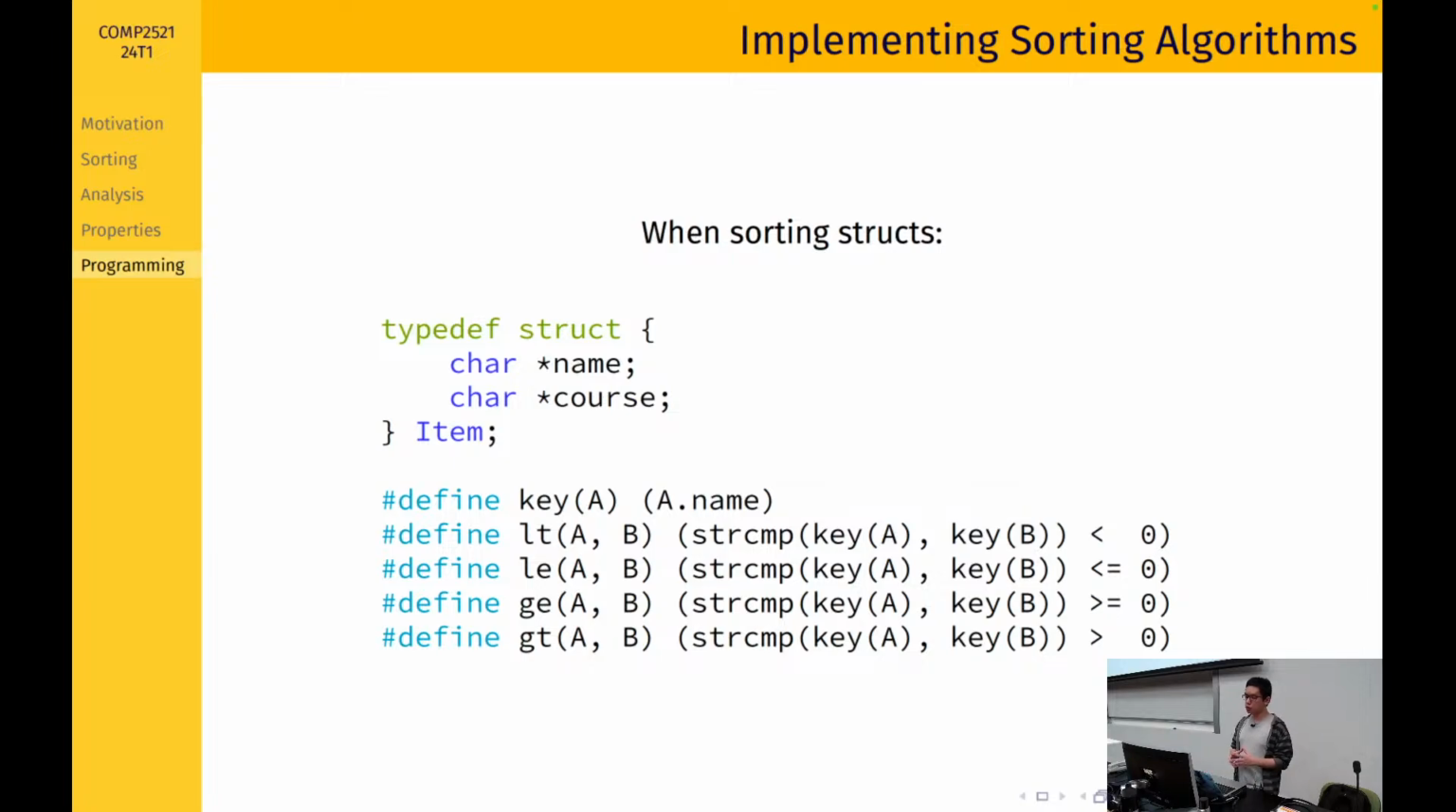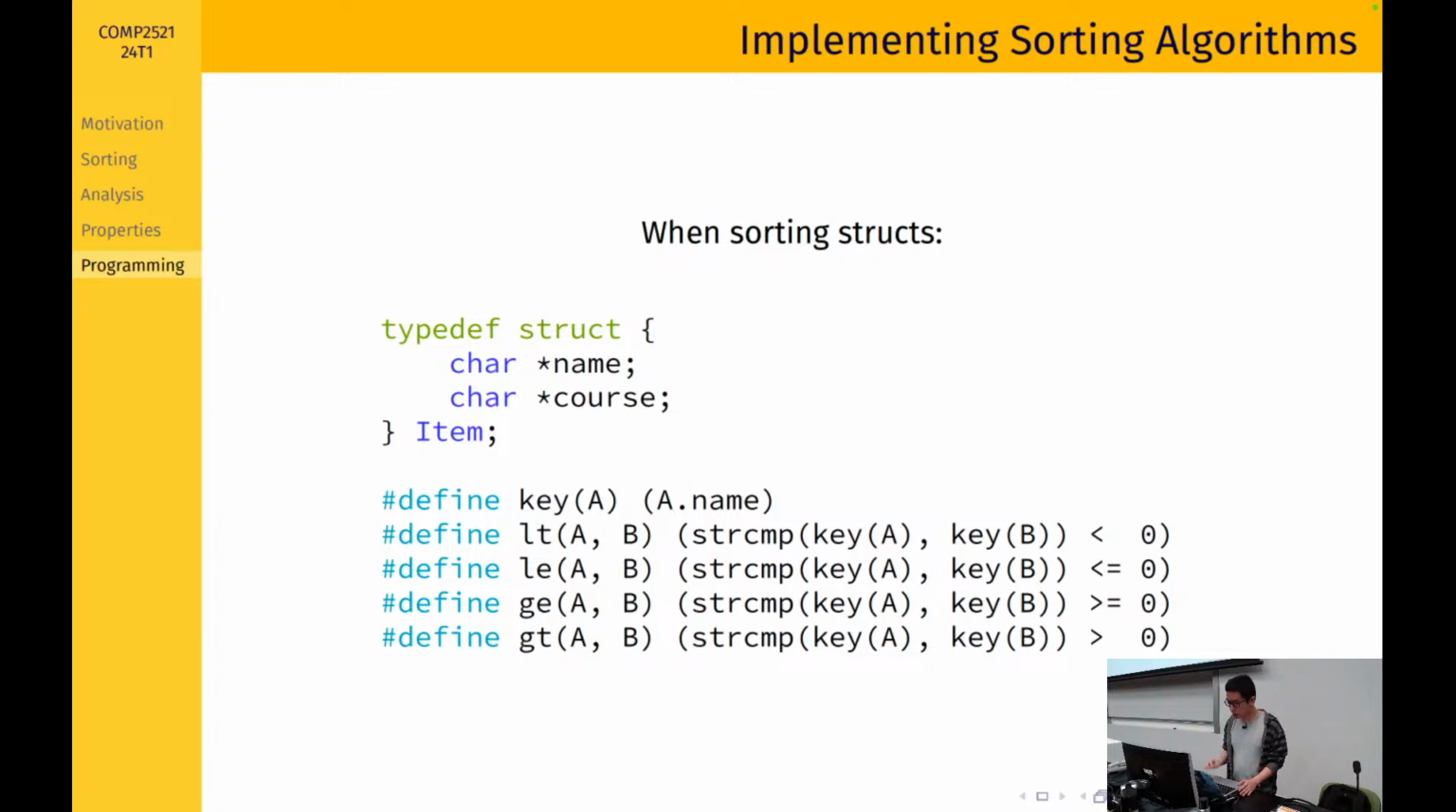But if we want to sort more exotic items like structs, then we might want to define how to compare things in a different way. So if we have a bunch of structs, each containing a name and a course, and we want to sort the items by name, then since the names are strings, we want to use strcmp, instead of just the less than and greater than operators.